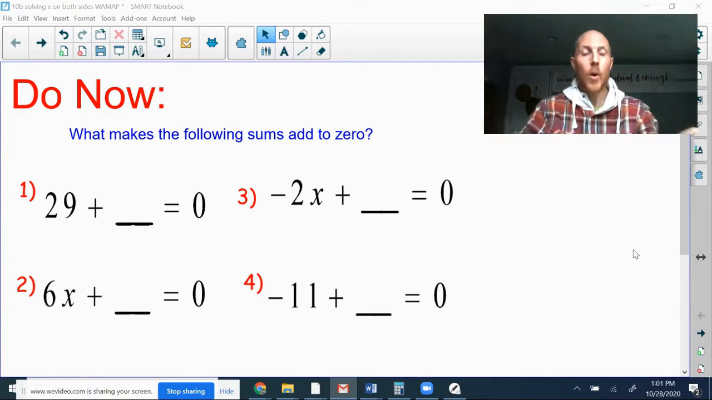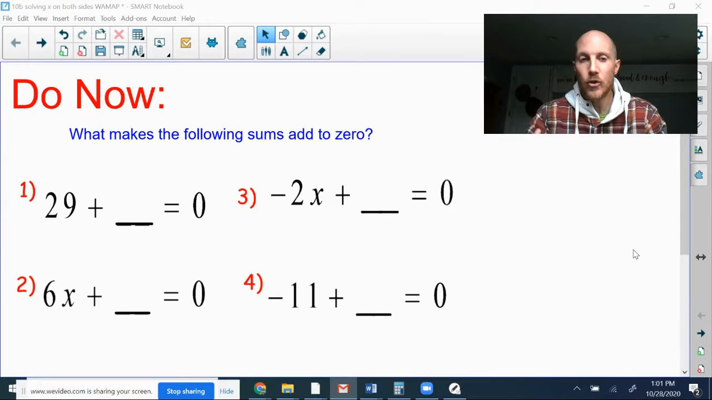Hey, it's a do now. What makes the following sums add to zero? So just fill in the blanks for each of those addition problems. What would make the answer zero? Hit pause till you're done.